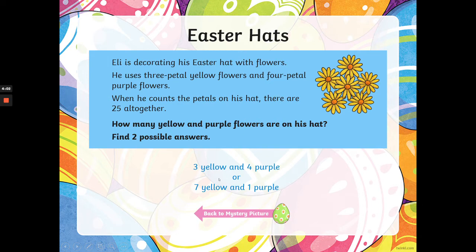And for the other one, I can have 7 yellow flowers because what is 7 times 3? Well, 7 3s are 21. And I can have 1 purple flower because 1 times 4, as it's a 4-petal purple flower, is 4. And remember, what's 21 add 4? Well, 21 add 4 is 25. So those were your 2 possible combinations.